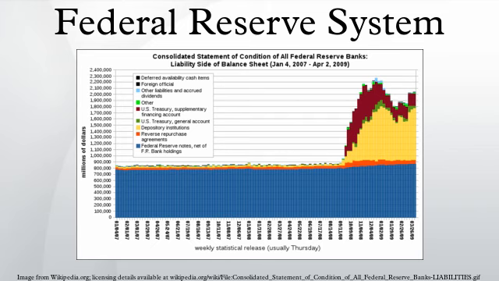Criticism. The Federal Reserve System has faced various criticisms since its inception in 1913. These criticisms include the assertions that the Federal Reserve System violates the United States Constitution and that it impedes economic prosperity.